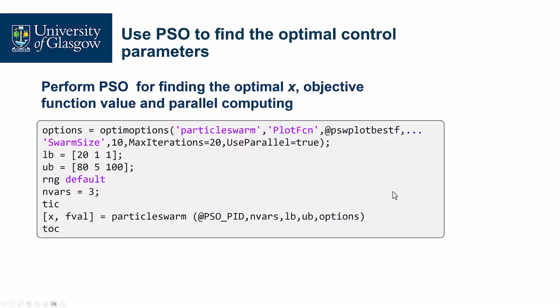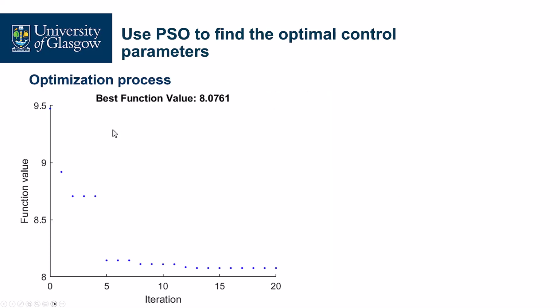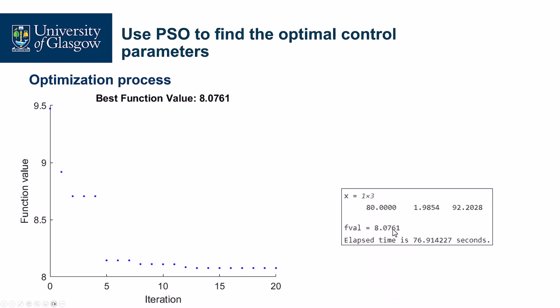Now I make a change. Let's see where the difference is. The difference is here, right? Previously, I didn't use parallel computing. Now I use parallel computing, so I set UseParallel equals true. Now we see what happened. The optimization process is here. The best value is the same, and we get the same optimal solution. But we can see here the elapsed time is one third of the previous one. You can also try this in the live script, right?